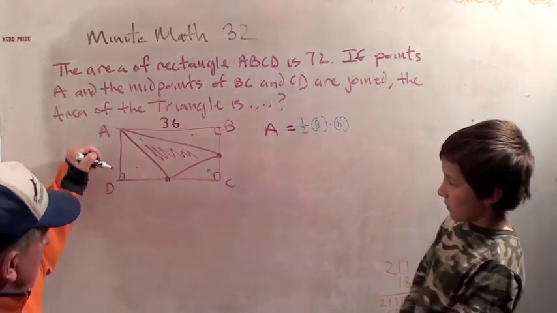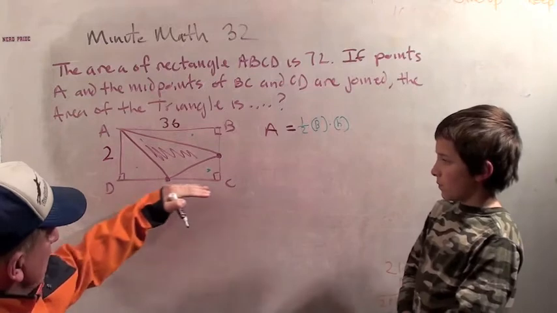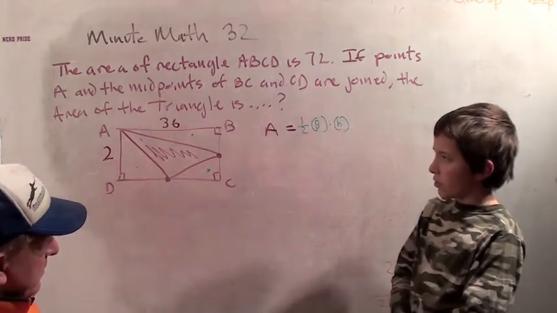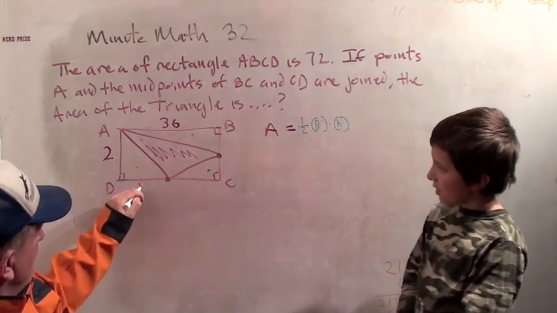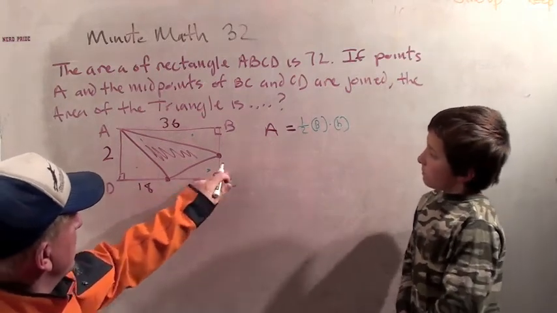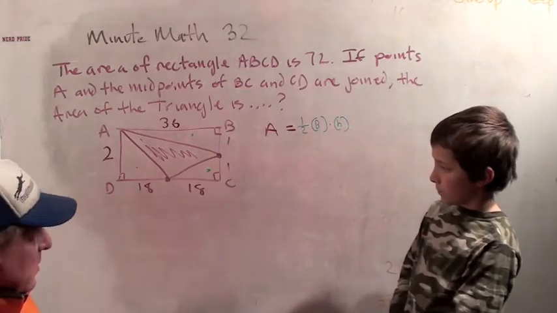How tall is it then? Then it would be 2. 2 tall. Now how long is each one of these bits here? Well, those bits are 18. 18. And how long are these bits here? Those bits are 1. 1. Okay. So this is a good approach.